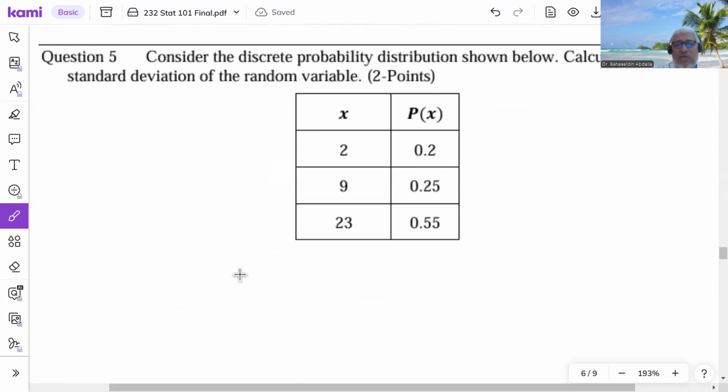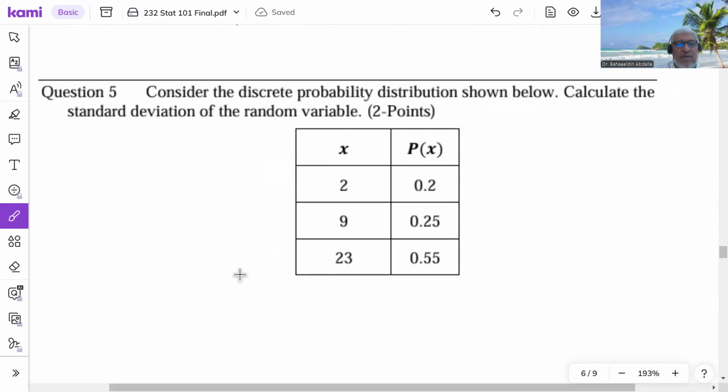Consider the discrete probability distribution, calculate the standard deviation. Well, we need to find E, which is mu, the expected value, which is the summation of x times p(x). So it is 2 times 0.2 plus 9 times 0.25 plus 23 times 0.55. The answer is 15.3.